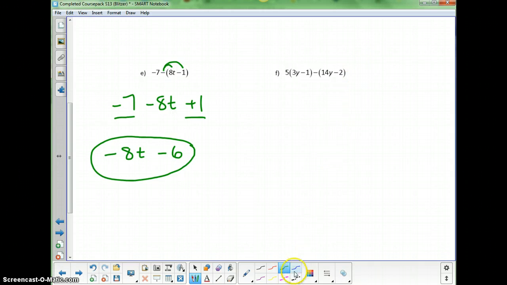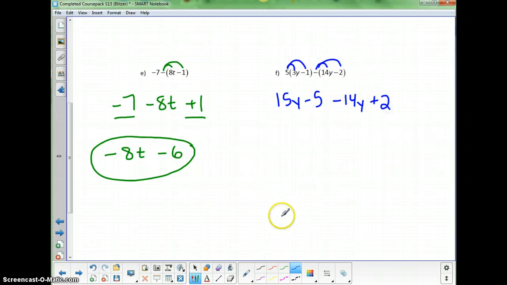Okay, we've got two distributes to do here as well. I'm distributing 5 into 3y minus 1, then also going to distribute negative into 14y minus 2. So 5 into 3y minus 1 will be 15y minus 5. Then that negative distributed into the 14y will be negative 14y, and the negative distributed into the negative 2 will make that a plus 2. Combining our like terms, 15y minus 14y is 1y, and negative 5 plus 2 is minus 3.